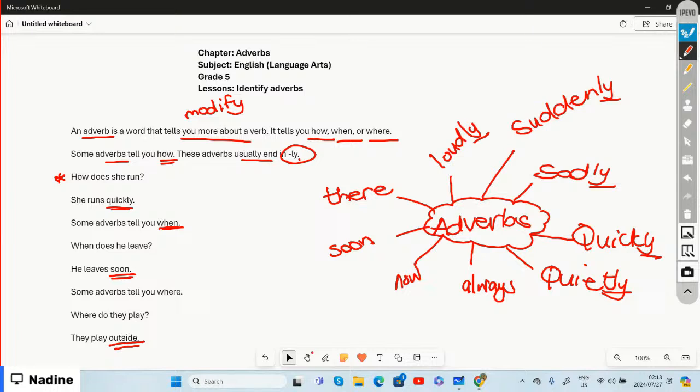There is definitely a whole list of adverbs that we can look at, but these are just a few examples of adverbs, right? And like we say, if it ends in ly, then it tells us how. So when it comes to adverbs, we have adverbs that tell us how, and we said those adverbs end in ly.